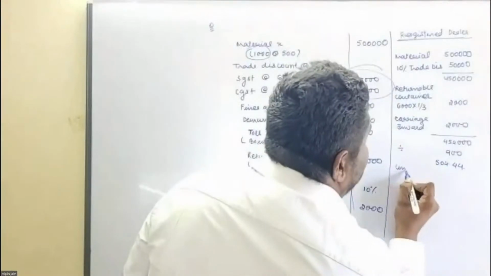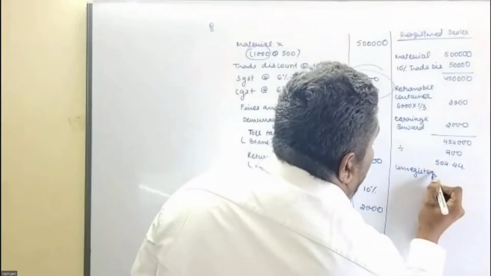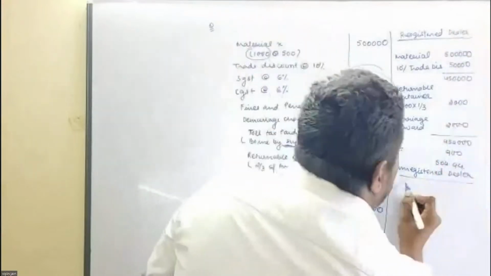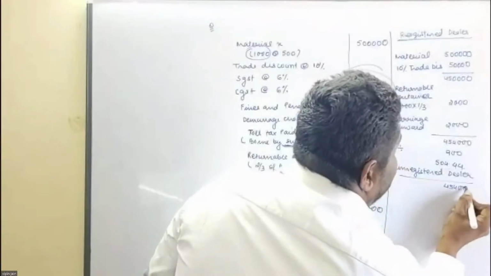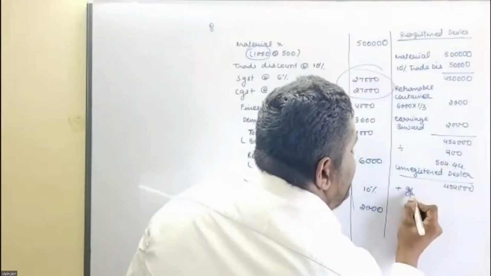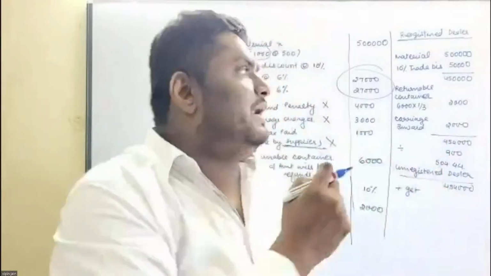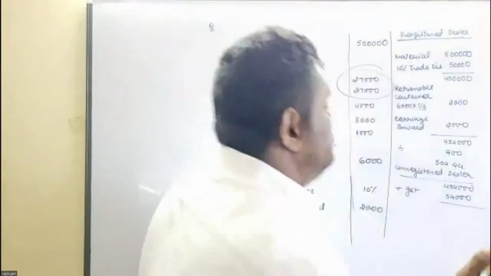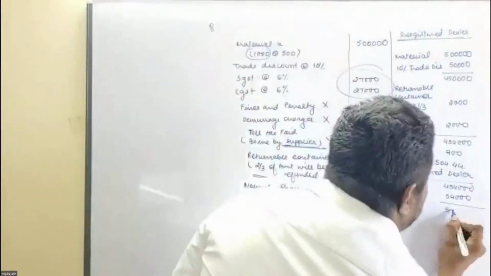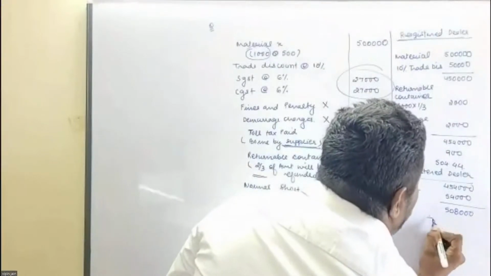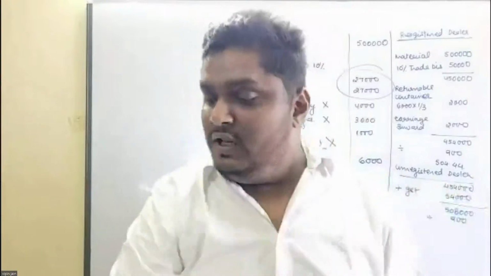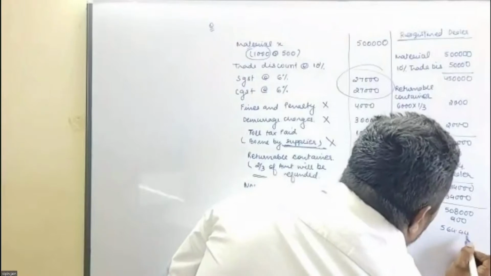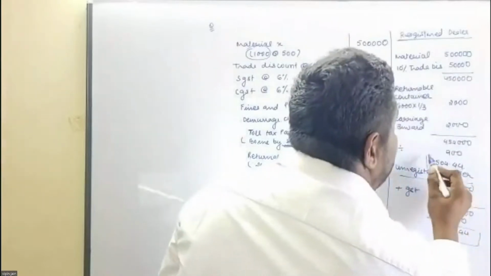And if it is an unregistered dealer, very simple guys, 4,54,000, the cost as calculated, plus the GST amount, since he is not getting the credit. So plus 54,000. So total will be 5,08,000 divided by 900. So the value will be 564.44. So this is the final answer. This is the final answer.